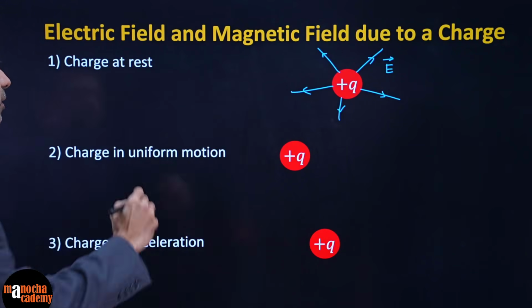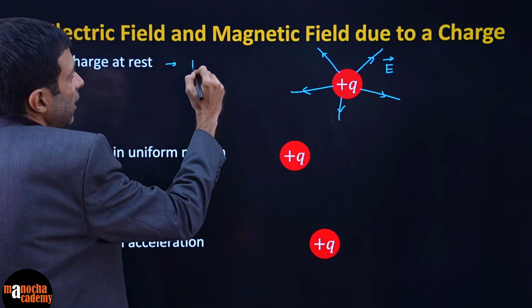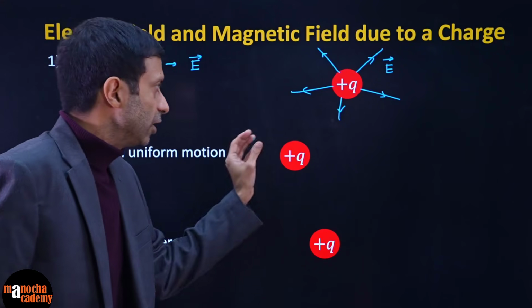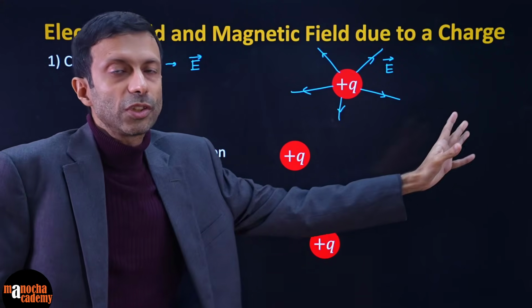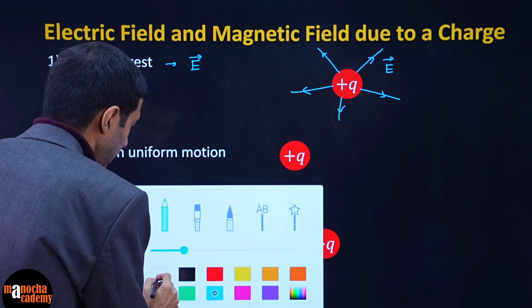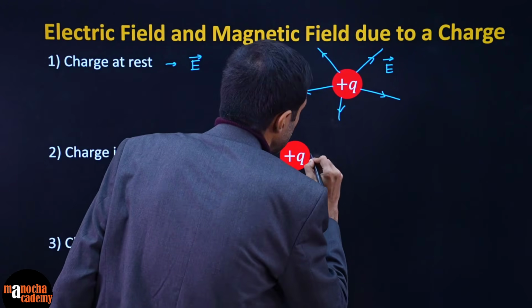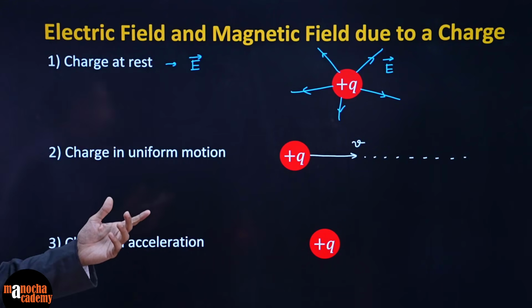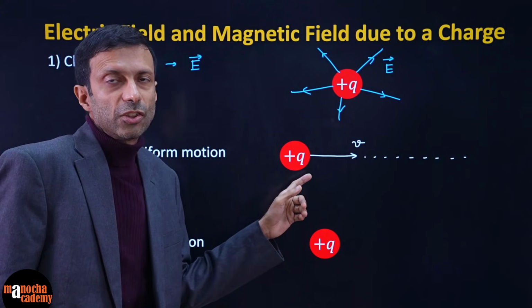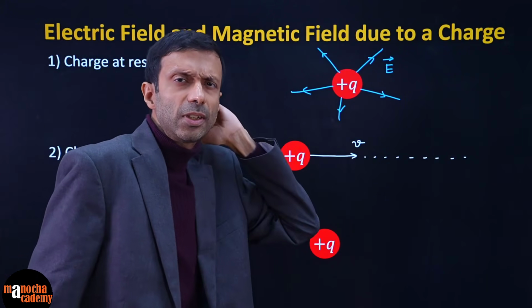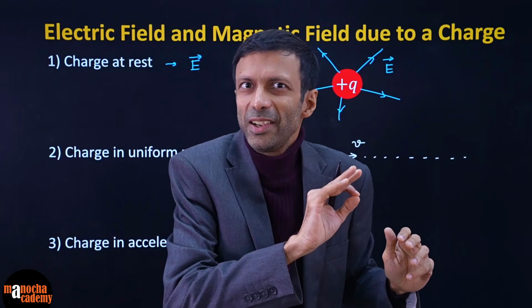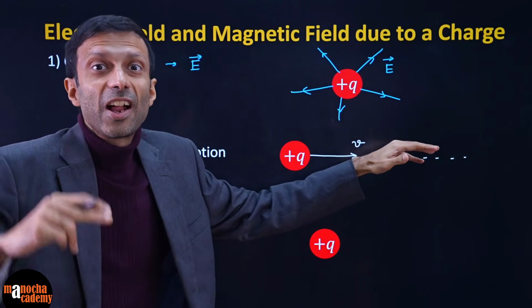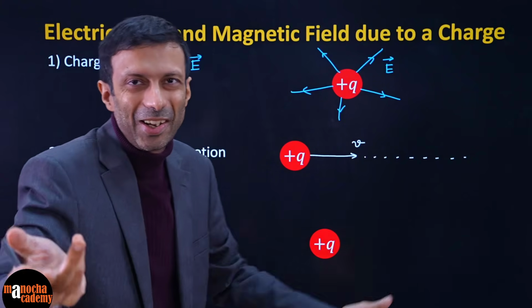This is a charge at rest. So a charge at rest creates an electric field. A charge in uniform motion: suppose I take this charge and I give it a constant velocity, so it is moving in uniform motion, let's say at a constant velocity v. Then the scientists said that this charge, when it is in uniform motion, that means what is it? A charge in motion, what do you call it? It's a current. And we know that a charge in motion is a current.